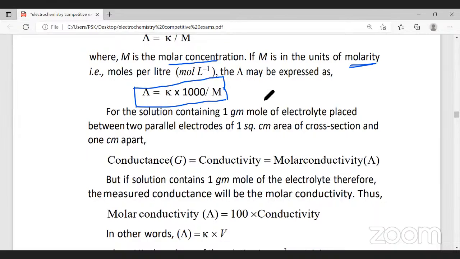See, sometimes they can represent this equation like this also: lambda is equal to kappa into 1000 by C. C is nothing but concentration, molar concentration. Following?